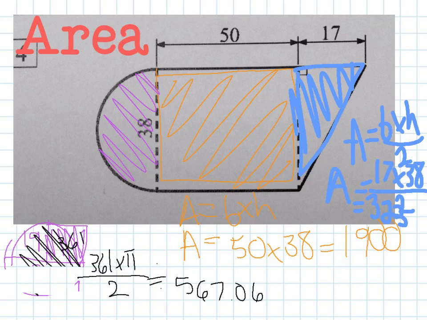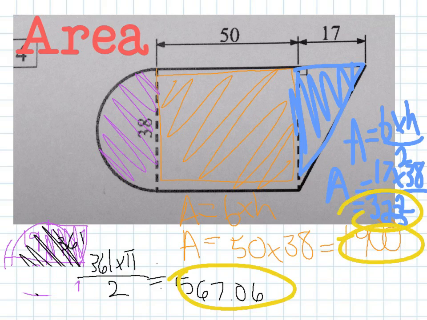Alright, so now as you can see, I have basically three things. I have the area of the triangle, I have the area of the rectangle, and I have the area of the circle, or excuse me, the semicircle, the half circle, and I'm going to be adding all of those together. I leave that to you to finish up.